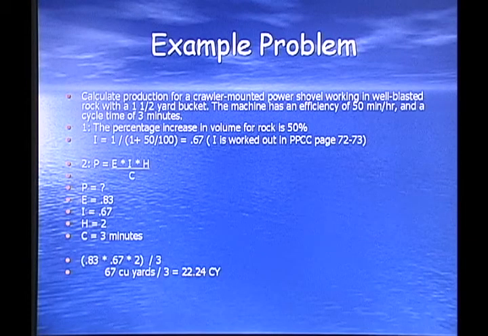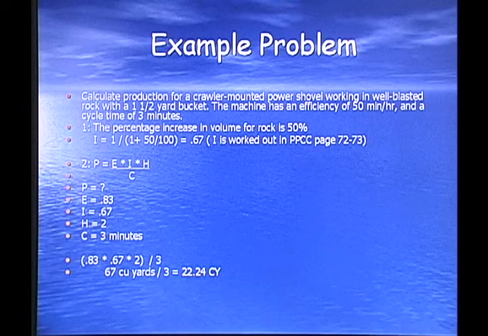All right, so here's an example problem. We calculate the production for a crawler-mounted power shovel working in well-blasted rock with the 1.5 yard bucket. The machine has an efficiency of a 50-minute hour and a cycle time of 3 minutes. The percentage increase in volume for rock is 50%. This is worked out for you on pages 72 and 73 of Principles and Practices of Commercial Construction. You don't have to calculate I. Don't spend 15 minutes figuring out I. It's already done. So I equals 1 divided by 1 plus 50 divided by 100 equals 0.67.